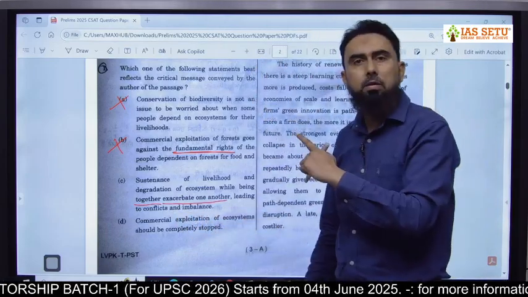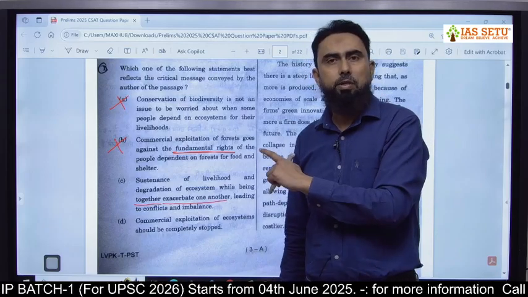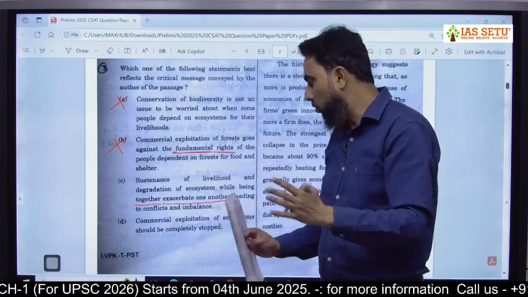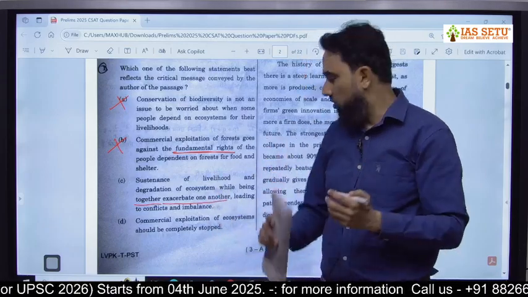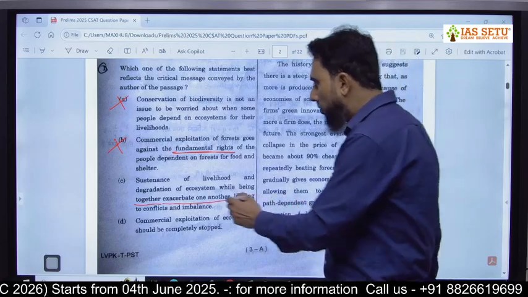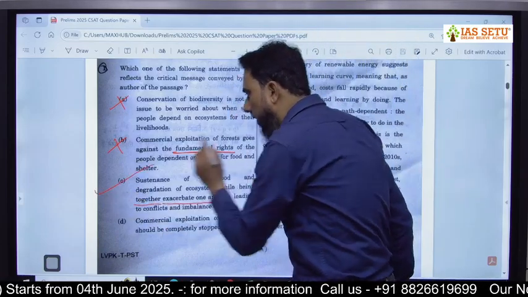We have just read the case in the developing countries. The author says the problem is more acute. Why? Because that balance is disturbed, which leads to conflicts. So, C is the best option.